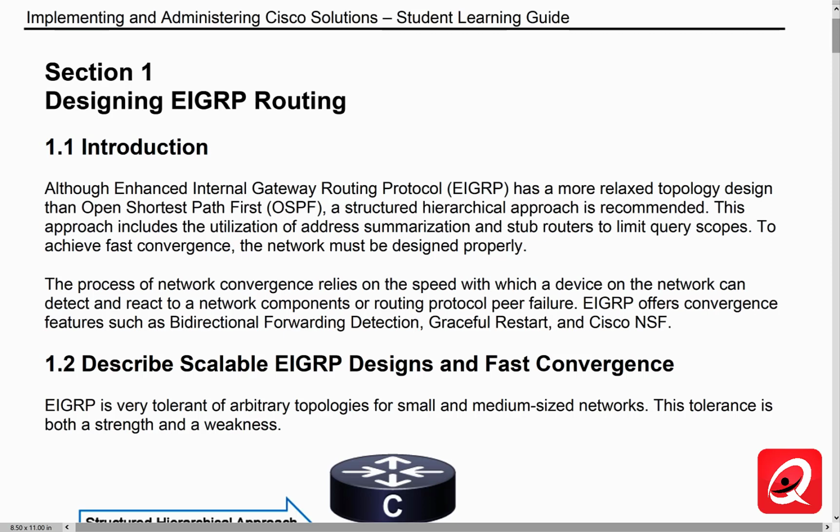EIGRP is a distance vector routing protocol. Now, what does that mean? That means as a routing protocol, it doesn't have a complete understanding of the entire topology. It does what we call routing by rumor, meaning that it makes decisions based on information that it hears from its neighbors, but the neighbors only share certain information with their upstream peers. In fact, EIGRP routers only share what they use with their upstream peers. They don't share everything they know.